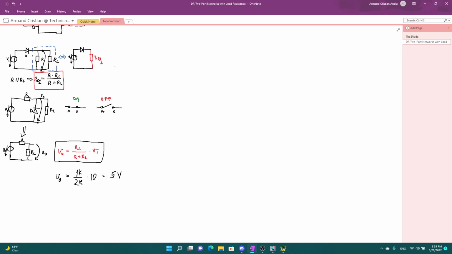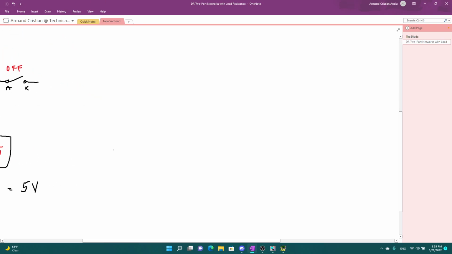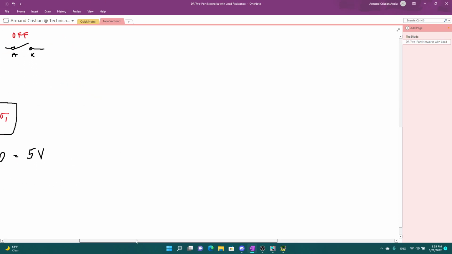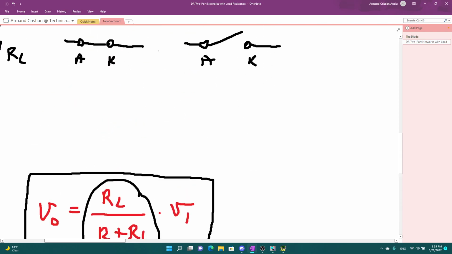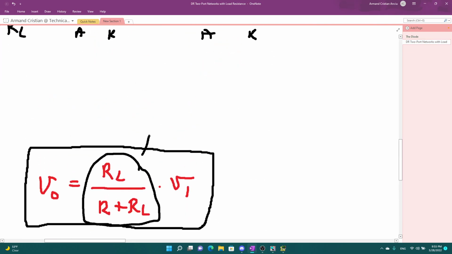And in order to reduce this disadvantage, the ratio RL over R plus RL, this one, should be approximately equal to 1. So you want this to be as close to the value of 1 as possible. And that means that RL, the load resistor, should be much greater than the value of the regular resistor.